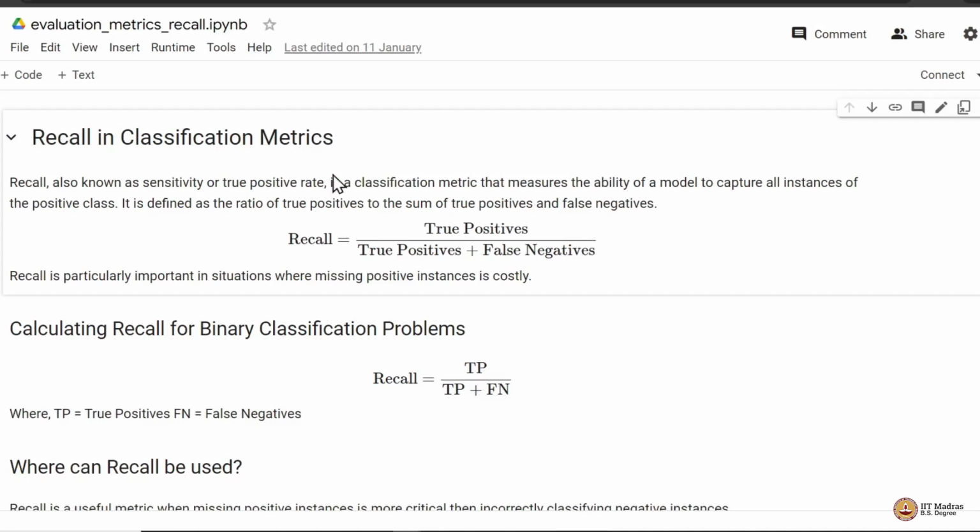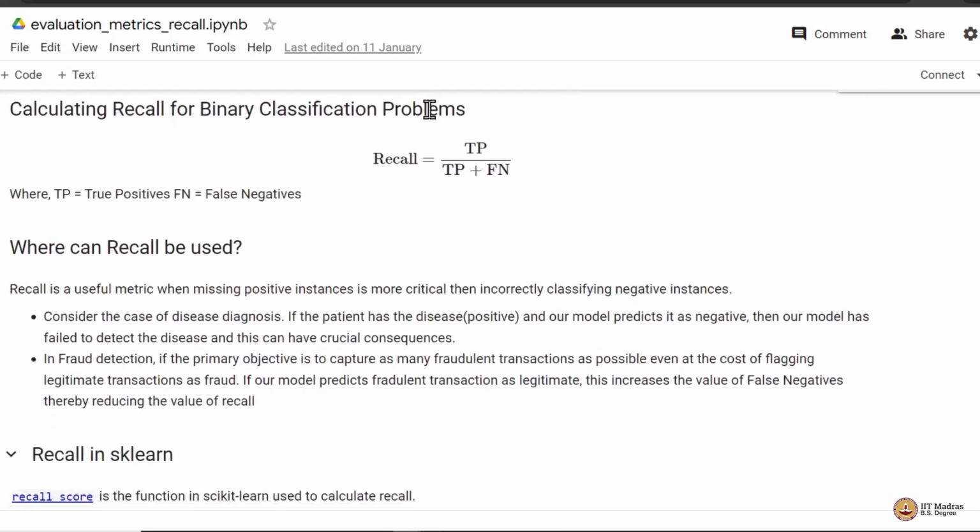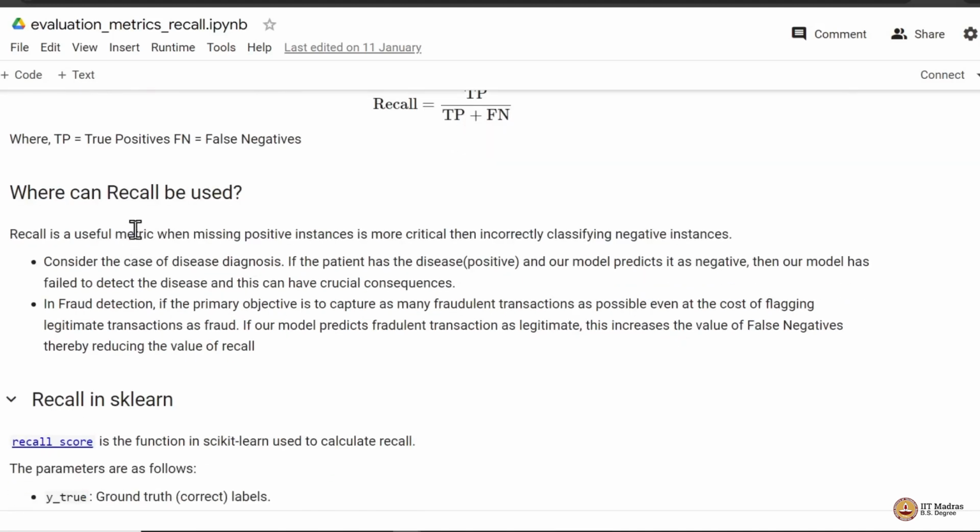The other names for recall are sensitivity and true positive rate. And in a binary classification problem, recall can be calculated as true positive divided by true positive plus false negative. And similarly, we have given examples of where recall can be used.